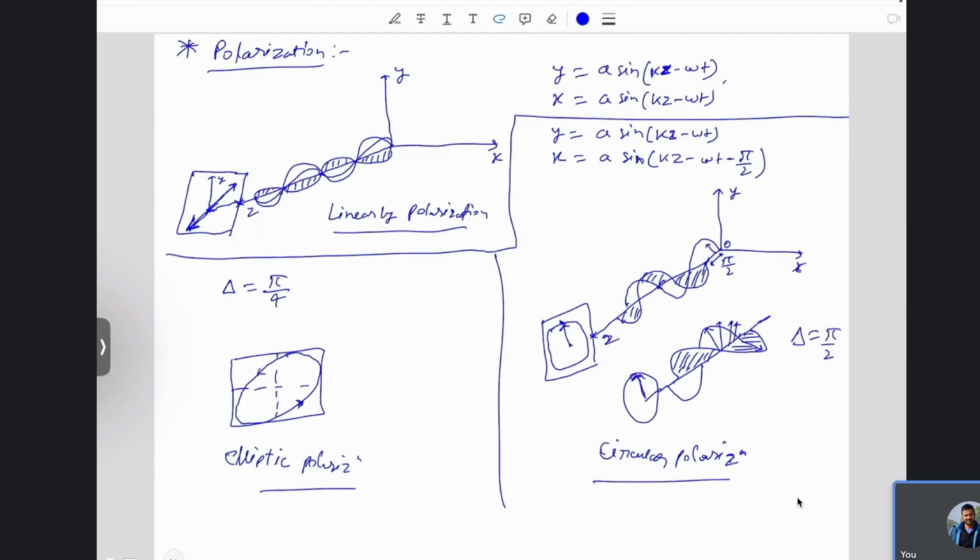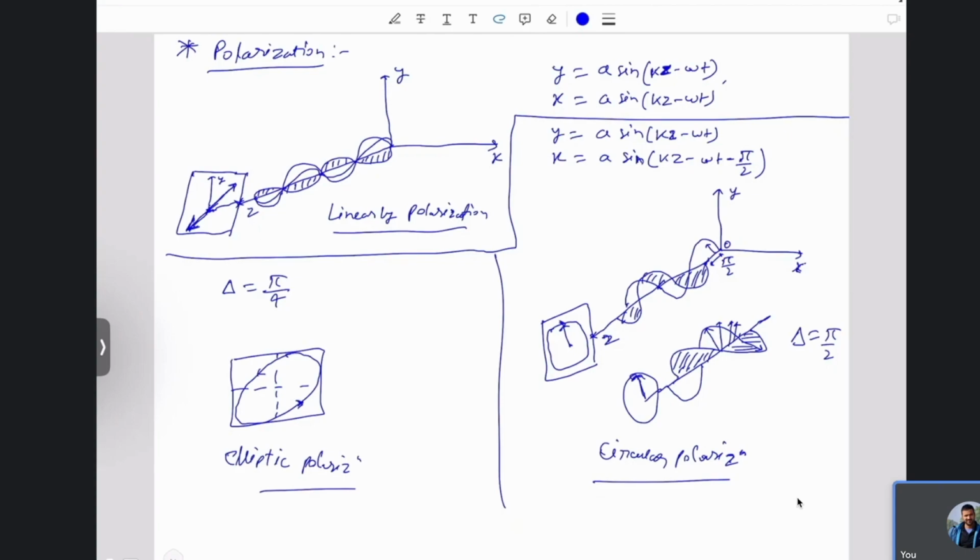So if you have a polarizer and unpolarized light is passing through that, and then you have another polarizer, then the intensity after emission will depend on the angle between the two polarizers, right? So it's I naught cos square theta.